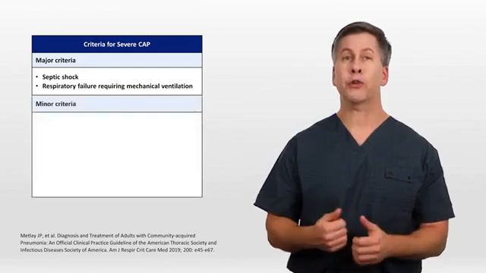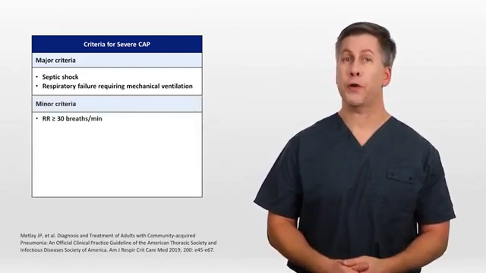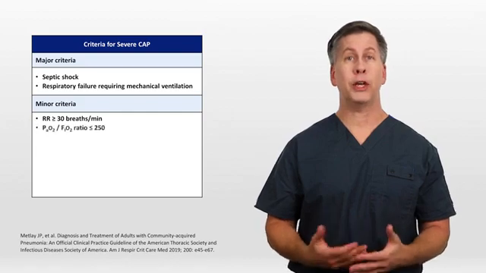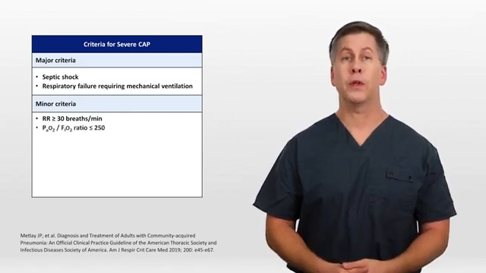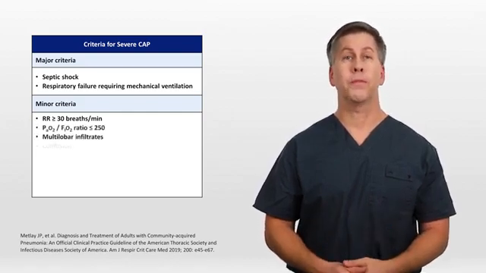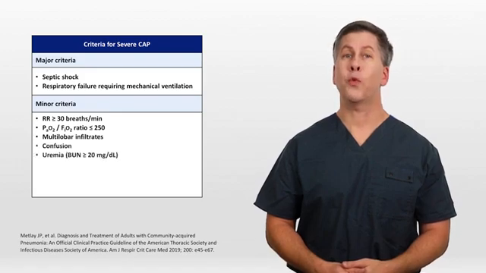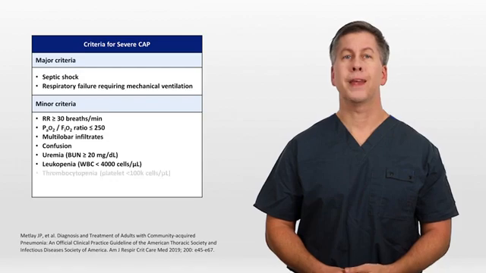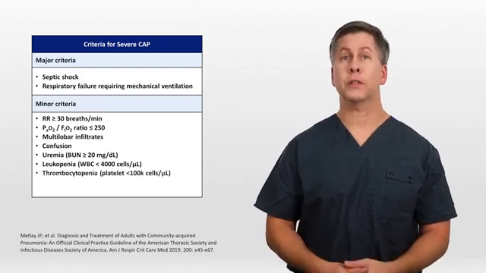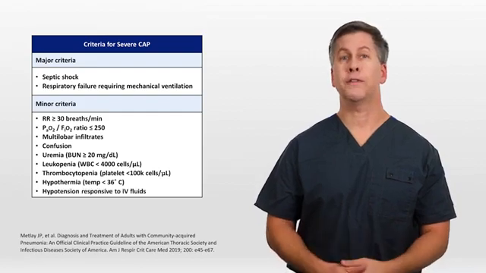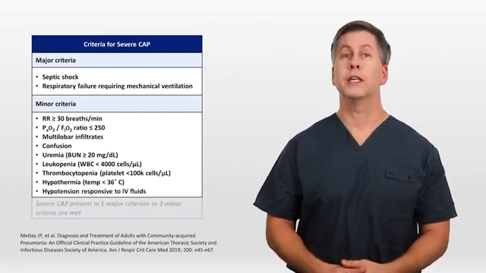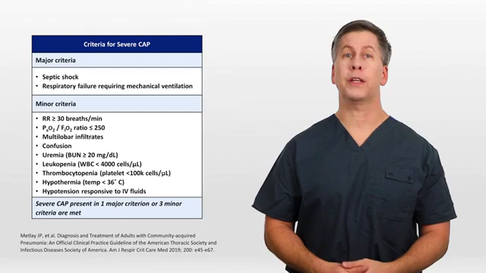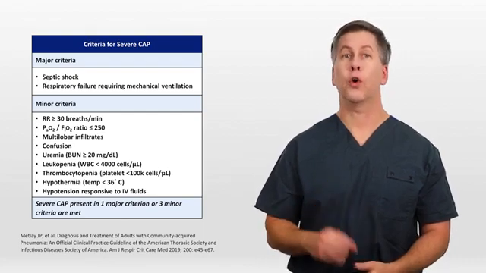The 9 minor criteria: respiratory rate of 30 or more, a P to F ratio under 250, multilobar infiltrates, confusion, a BUN of 20 or more, an abnormally low white count, a platelet count under 100,000, hypothermia, and hypotension responsive to IV fluids. Severe CAP is said to be present when at least one major criterion or at least 3 minor criteria are met.